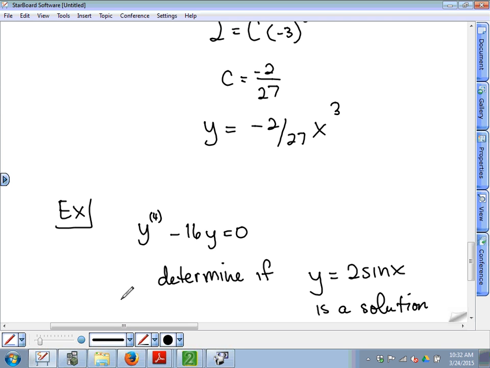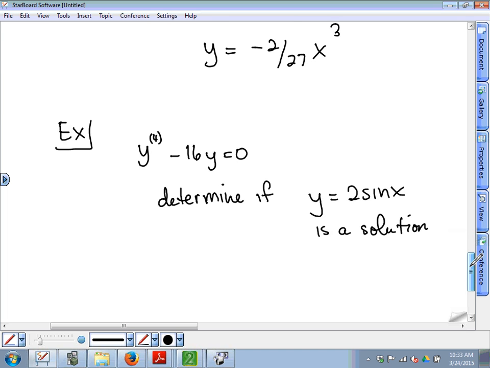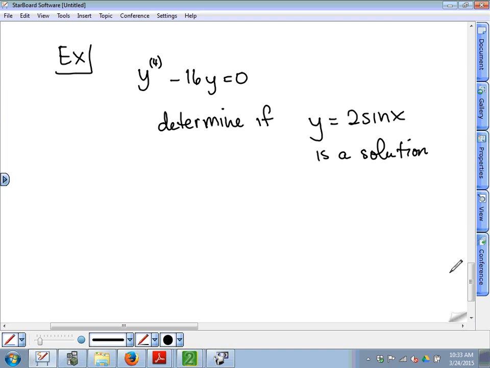So y quadruple prime minus 16y equals 2 sine of x minus 16 sine of x? The question here isn't verify, it's determine. This might not be a solution. It's a yes or no. I'd say no. I don't feel like that would equal 0. It equals the same exact thing as y, so it's like saying y minus 16y equals 0. That just never will work.